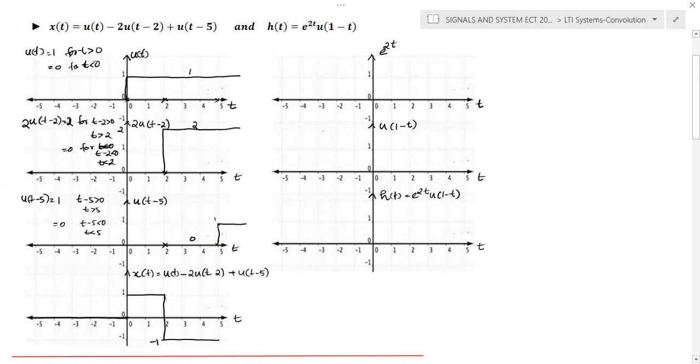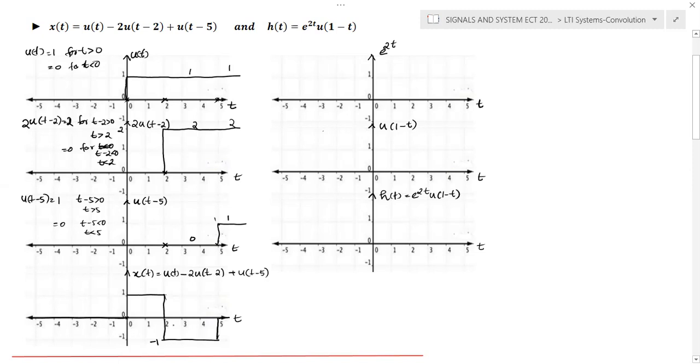If you observe the signal from 5 onwards, the first signal amplitude is 1, the second signal amplitude is 2, and the third signal amplitude is 1. So 1 minus 2, because it is u of t minus the second signal, you will get minus 1, and the last signal is plus u of t minus 5. So you need to add the last amplitude, that is plus 1. So you'll get 0. From 5 onwards, the signal amplitude is 0. So this is the signal x of t.